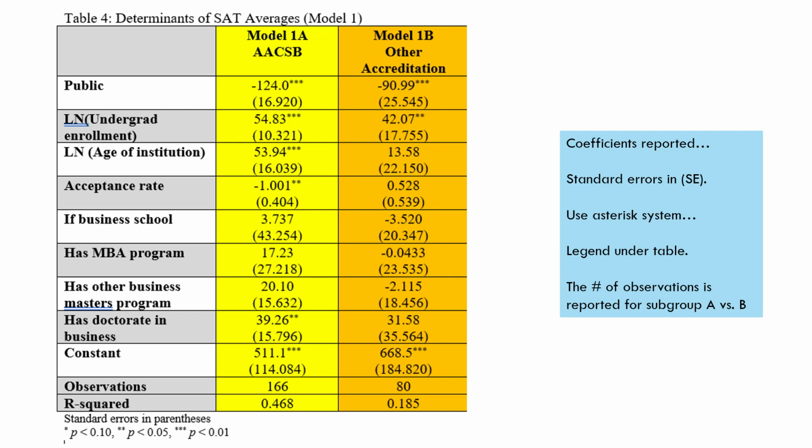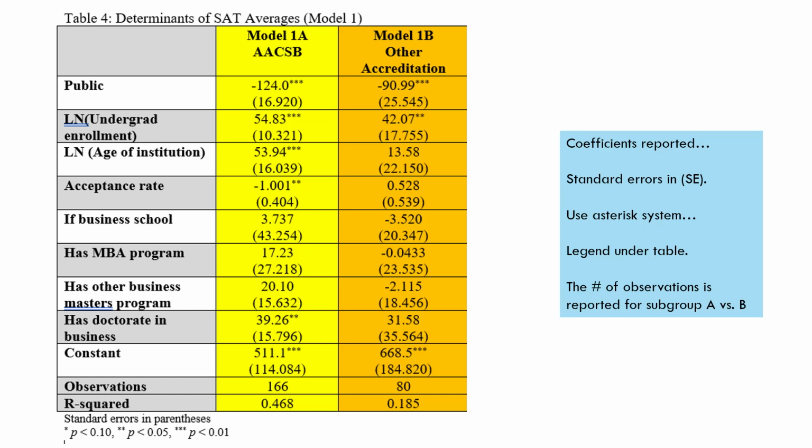So the layout may look a little different than what you're going to be putting together for things that you do, maybe for my class. But you see that the coefficients are reported. For example, public has a negative 124. All right, so if you're a public institution, holding all else constant, we see a statistically significant result. It lowers SAT scores for AACSB schools by 124 points. All right, in parentheses, we've got our standard errors. You notice the asterisk system that we're using in my class. So 3 stars, look at the legend under the table, which we're going to be using, suggests that we are significant at the 99.9% level.